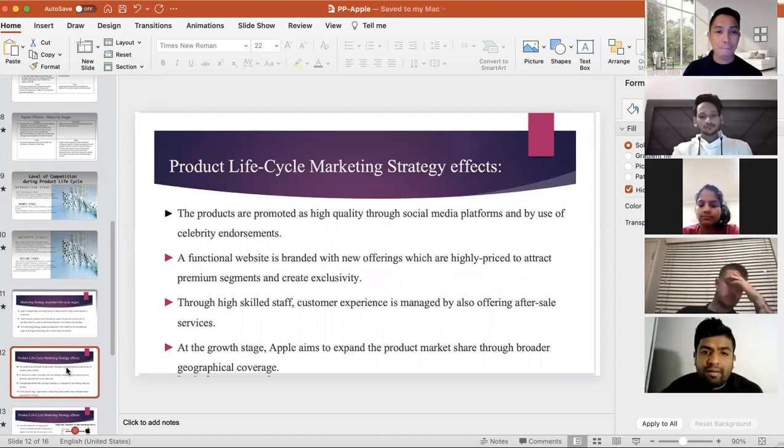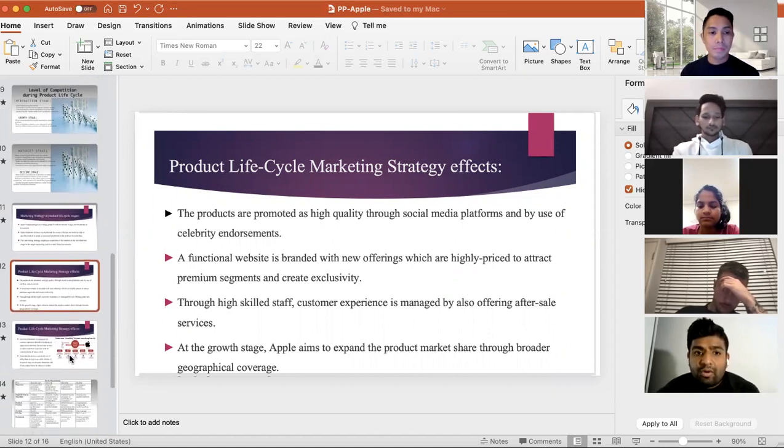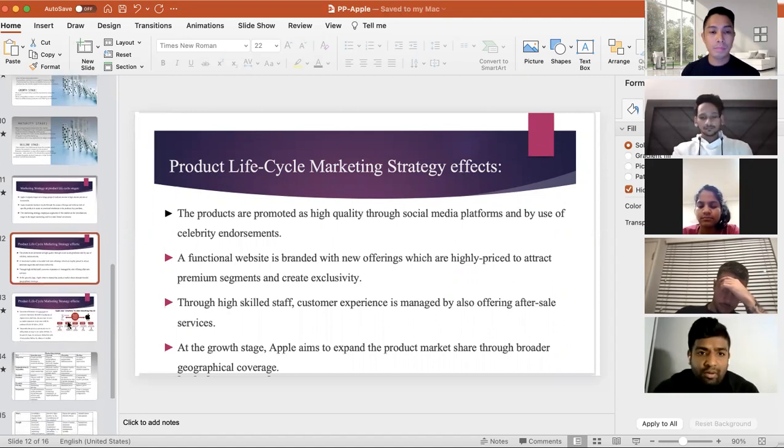The slide shows the marketing strategy effects. Apple promotes these products' quality through social media or celebrity endorsement. The functional website is branded with new offerings which are highly priced to attract the premium segment and create exclusivity. Through high-skill staff, customer experience is managed by also offering after-sales service. At the growth stage, Apple aims to expand the product market share through broader geographic coverage.